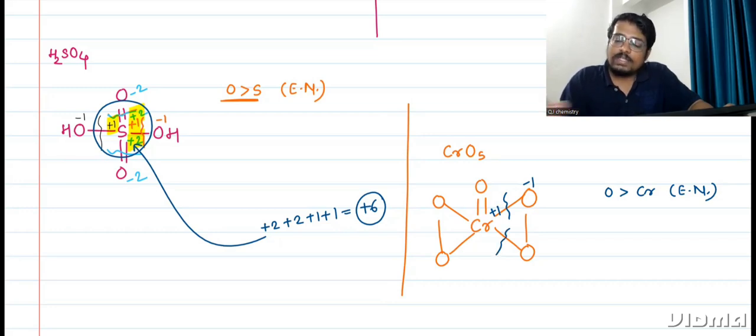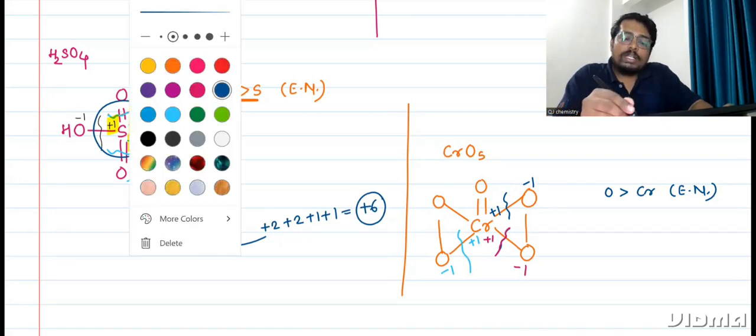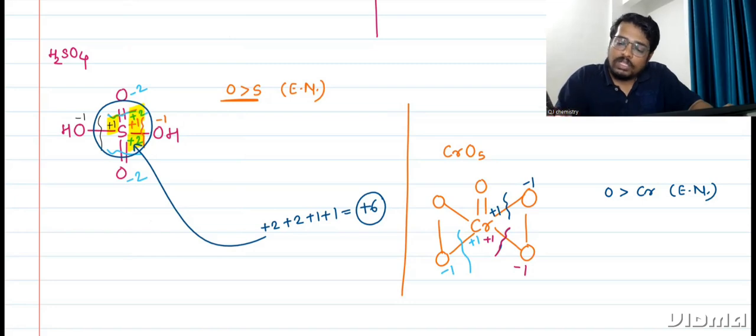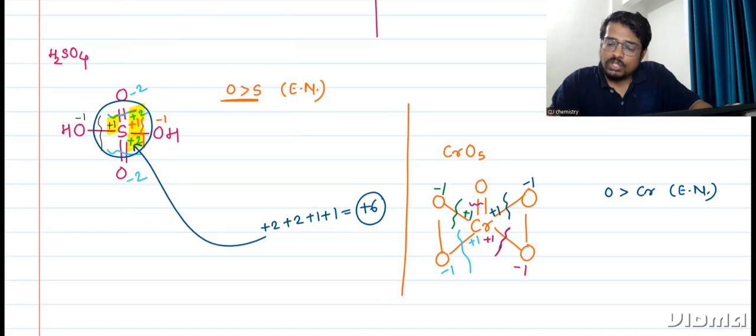Similarly, on dissociation of the second chromium-oxygen bond, assign +1 charge to chromium and -1 charge to oxygen. On dissociation of the third chromium-oxygen bond, -1 charge to the oxygen atom and +1 charge to chromium. On dissociation of the fourth bond, chromium +1 charge, oxygen -1 charge. Now one oxygen is bonded via a double bond to the chromium atom. So on dissociation of this double bond, assign -2 charge to oxygen and +2 charge to the more electropositive chromium atom.